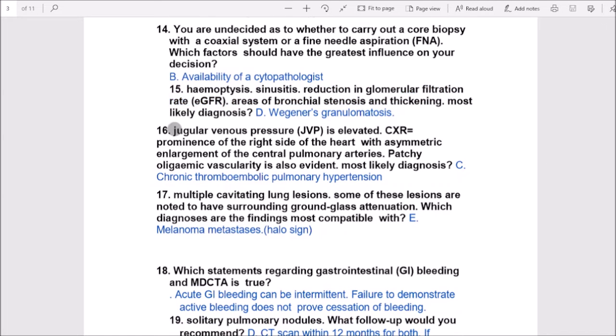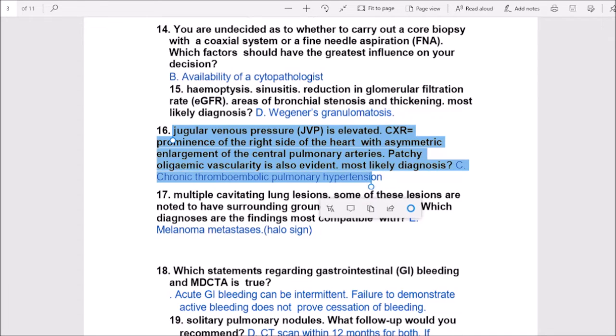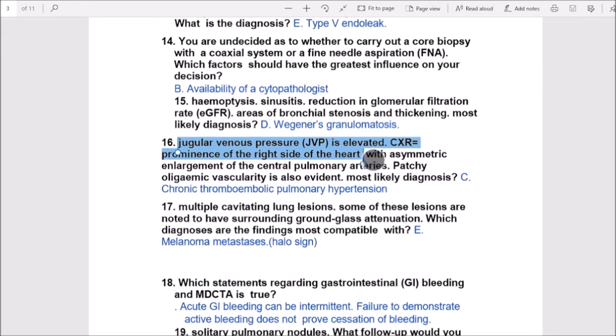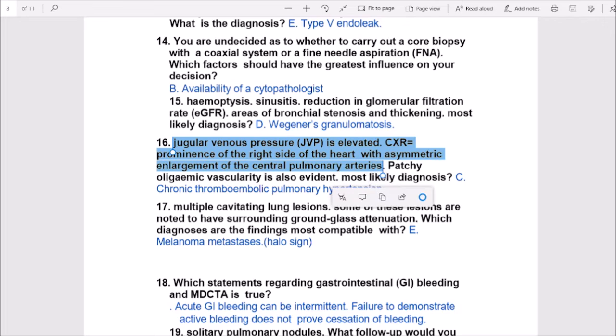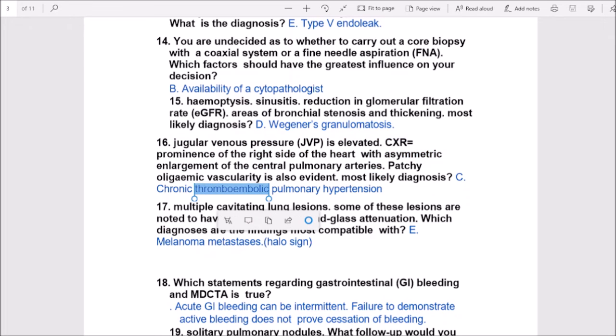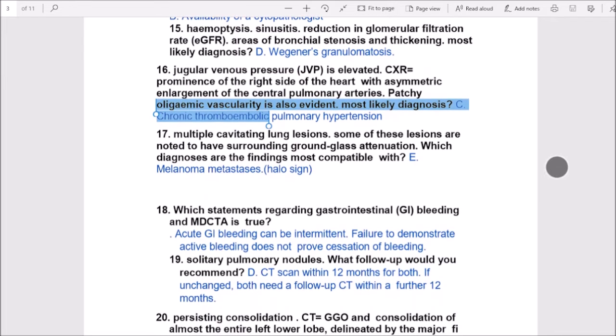Question number 16. JVP is elevated. Chest X-ray shows prominence on the right side of the heart with asymmetric enlargement of the central pulmonary arteries. Patchy oligemic vascularity is also evident, most likely diagnosed chronic thromboembolic pulmonary hypertension. Now, prominence on the right side of the heart and then asymmetric enlargement of the pulmonary arteries and ischemic vascularity is also seen, so these are all features of chronic thromboembolic pulmonary hypertension.